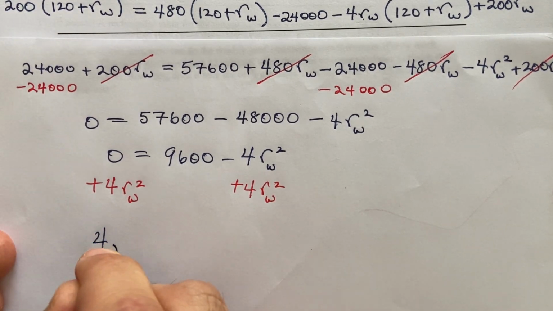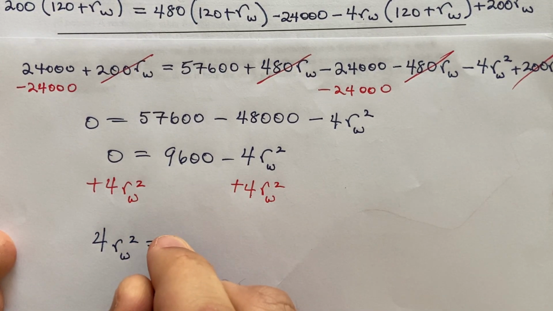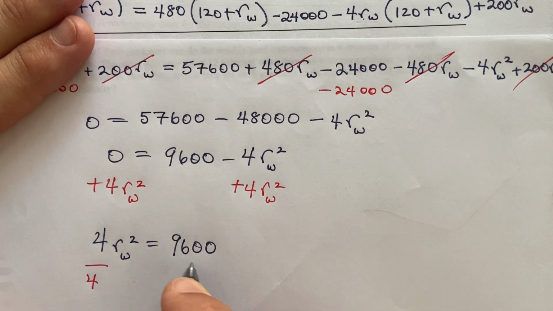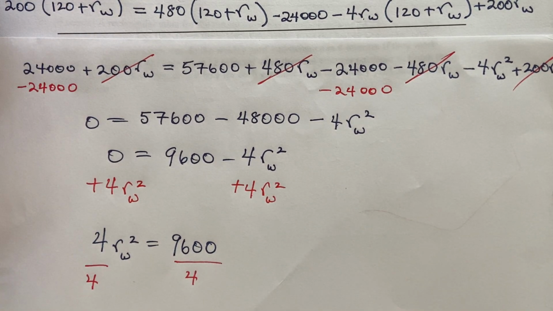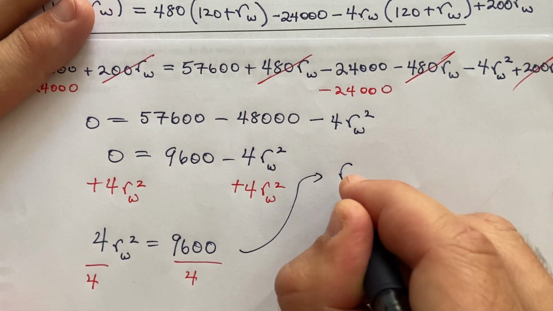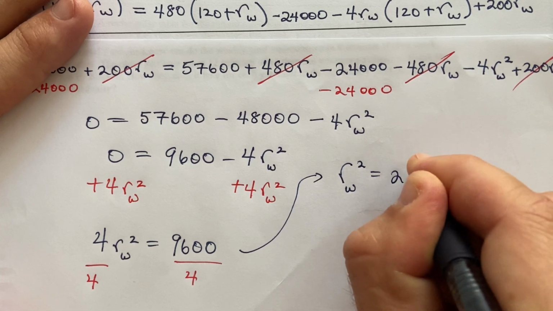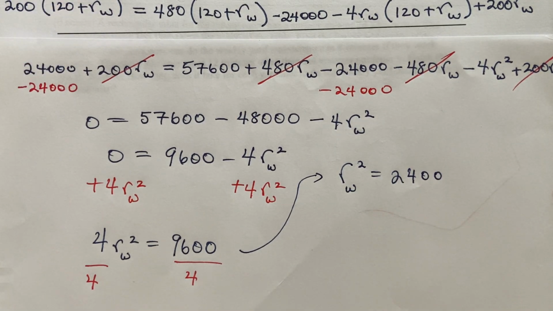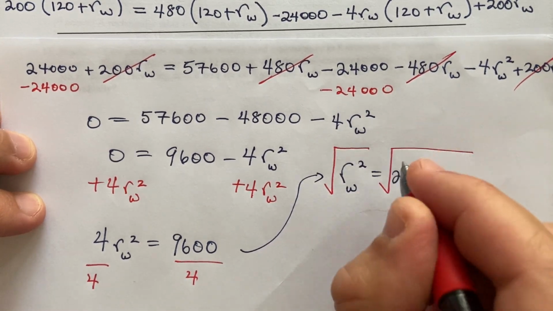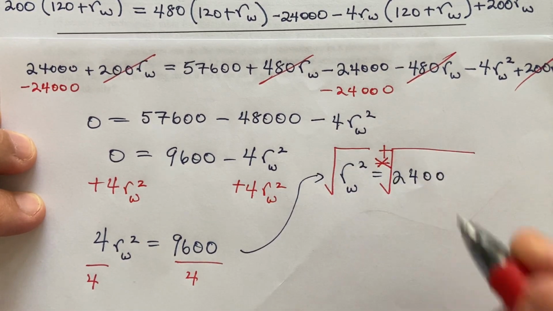So 4 r sub w squared equals 9,600. Divide by 4. So 9,600 divided by 4 is 2,400. So I have now r sub w squared equals 2,400. And take a square root. Plus and minus technically, but then I'm eliminating that minus.